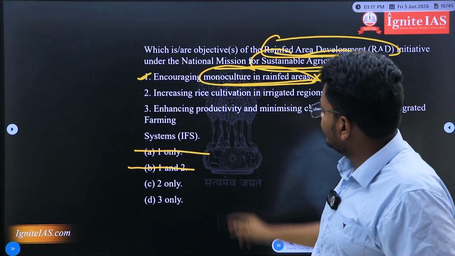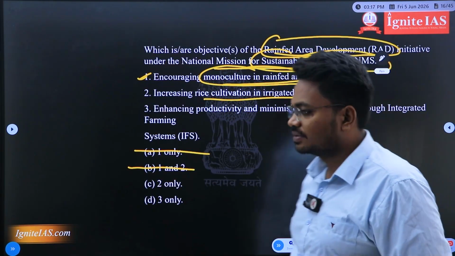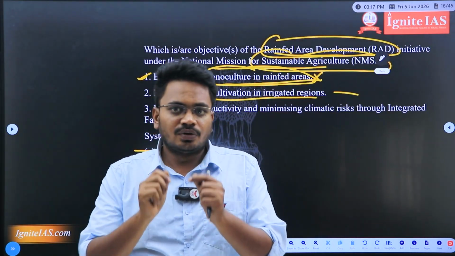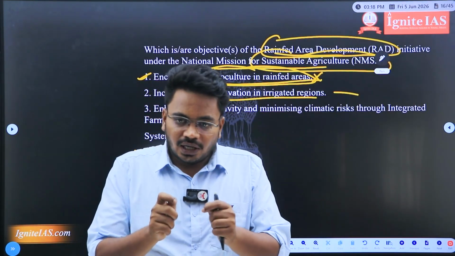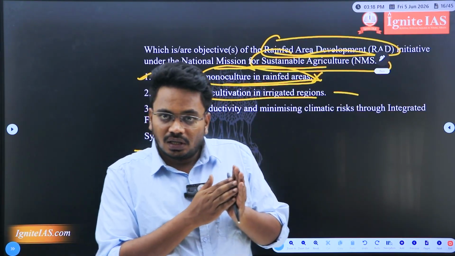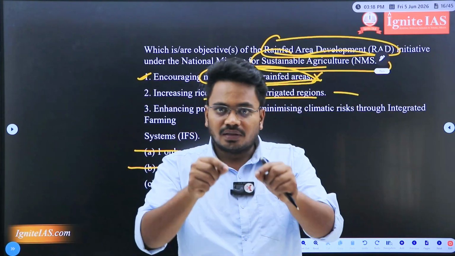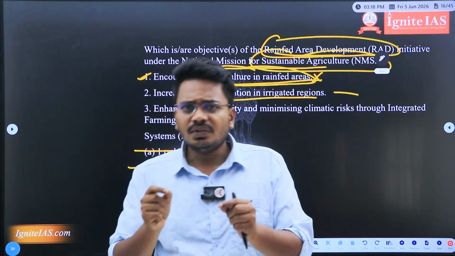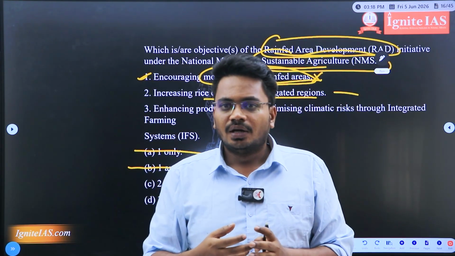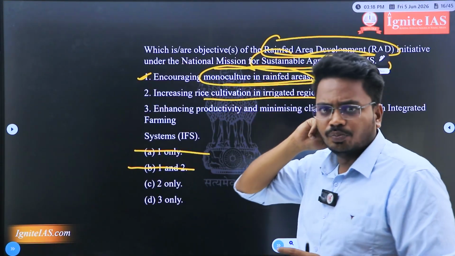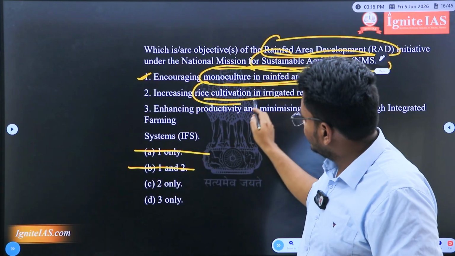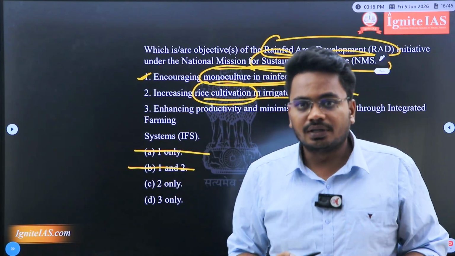Now, increasing rice cultivation in irrigated regions. The point is, again, if you apply some common sense, rice needs more water. If you don't have water throughout that 90-day period when we grow paddy, what happens? The crop will not be ripening, right? We will not be getting the output. Rice cultivation needs an extensive amount of water.